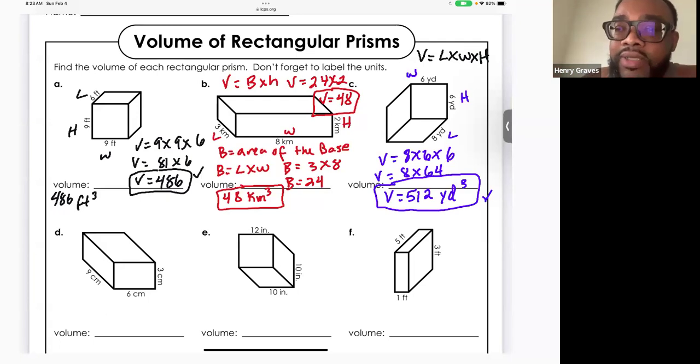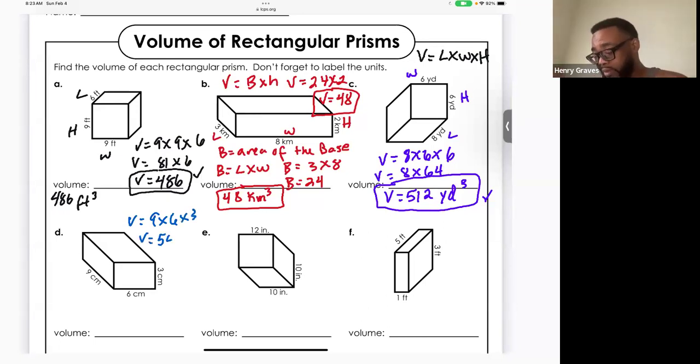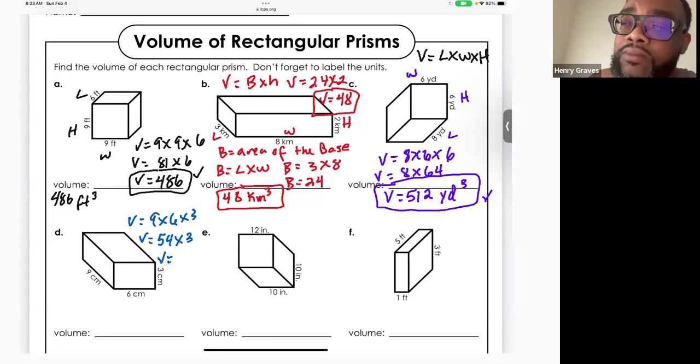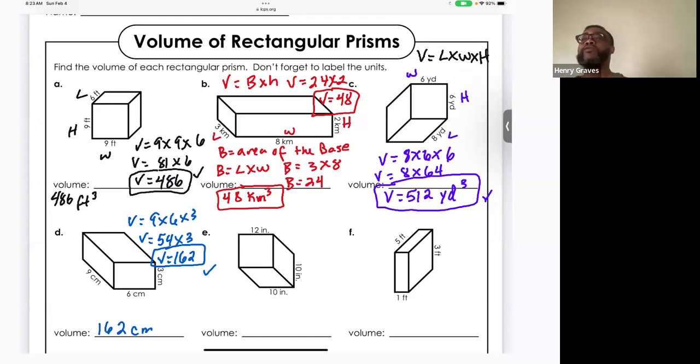This music's terrible. All right, D, you have 9 times 6 times 3. So my volume is going to be 54 times 3. So here's my calculator. 54 times 3. 162. 162 centimeters cubed. Remember, guys, the volume of any shape is going to be to the third power because volume is for 3 dimensions. Get it? 3 dimensions to the third power. Really corny, right? But it works for some of us.